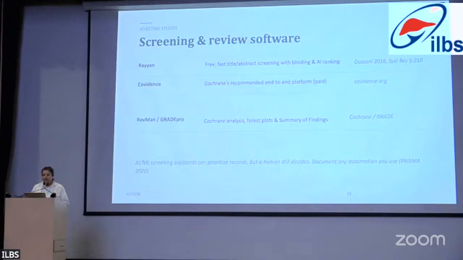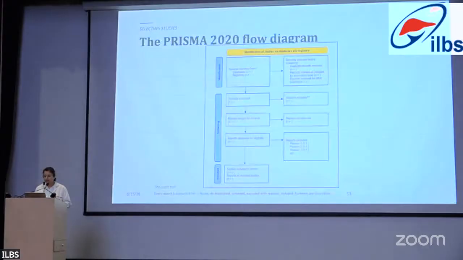So there are many softwares. Rayyan is the free one. You can do fast title abstract screening and full text screening. There is also a paid version of Rayyan, which has additional features, and Covidence, and then RevMan.